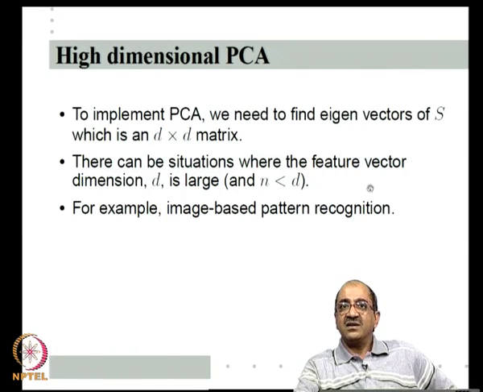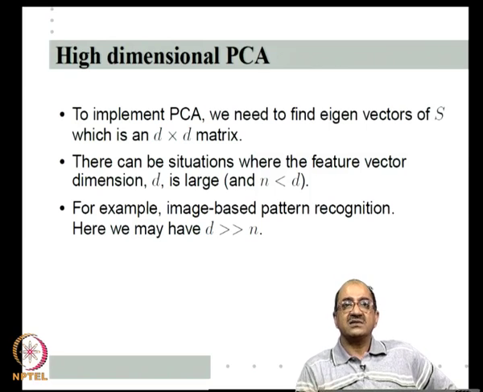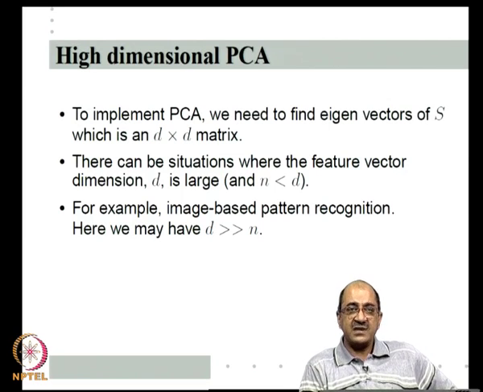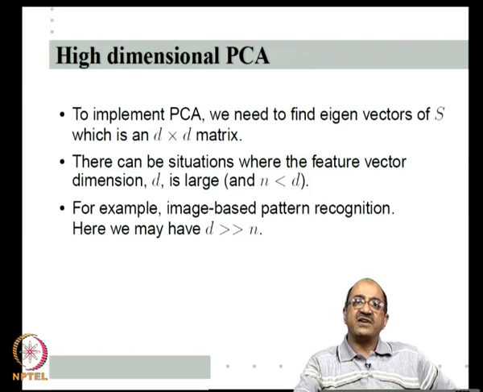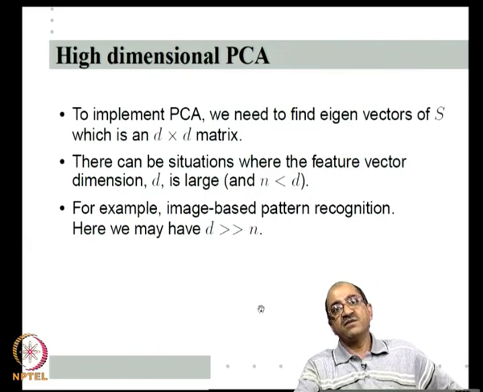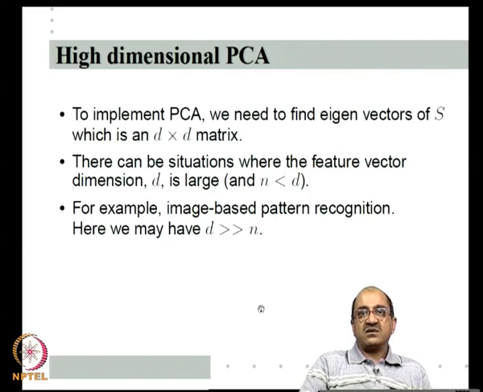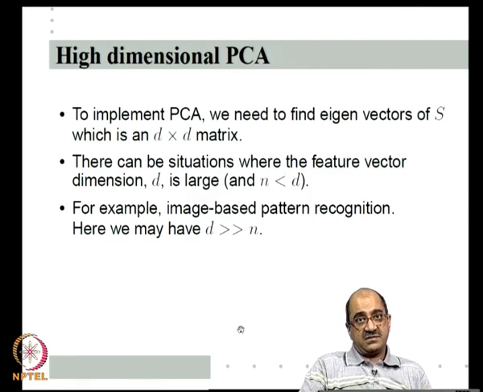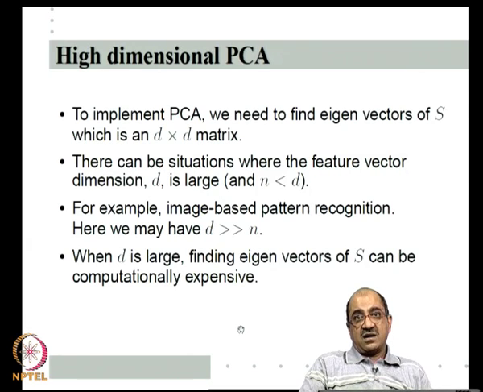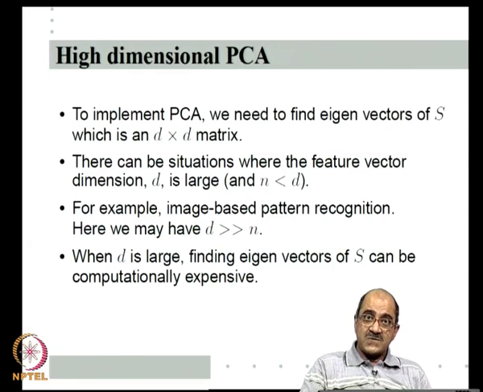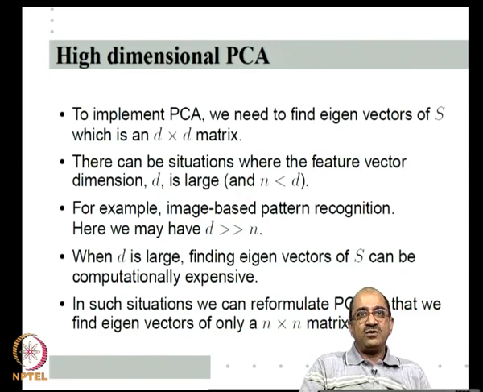So, very often n will be much less than d, because I often work with more than 32 by 32 images and I do not have so many face images of a single person, and even if I have all the face images put together, it won't become too large. So, I may have d much larger than n, and I need to find the eigenspace of S. Now, when d is large, finding the eigenvectors of S can be computationally expensive and also may be useless.